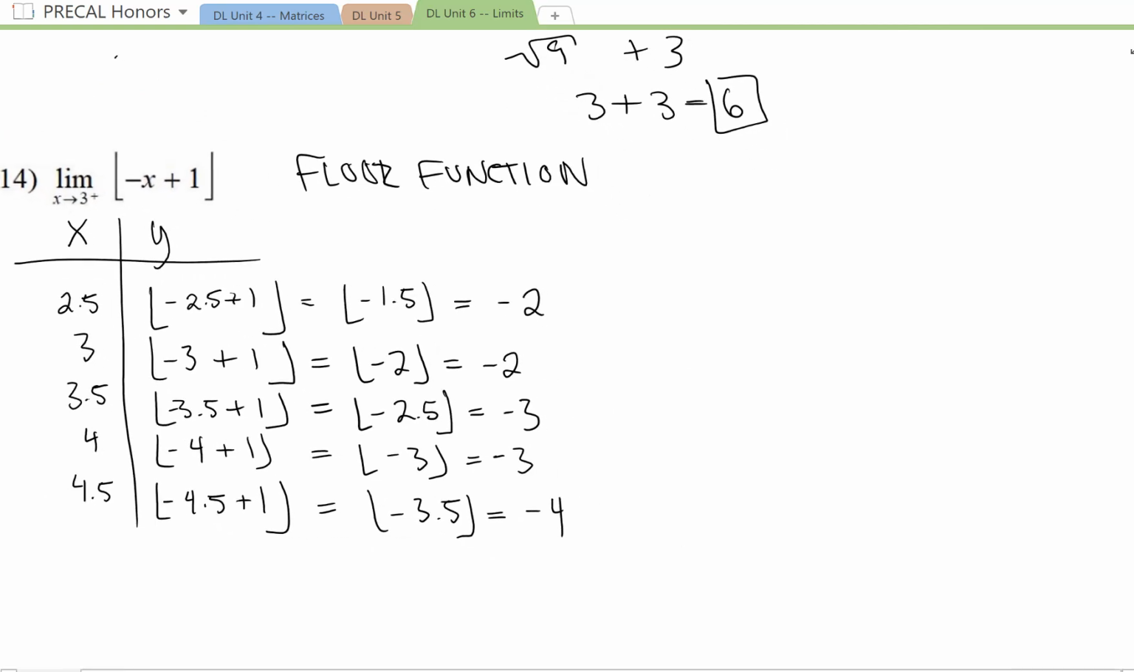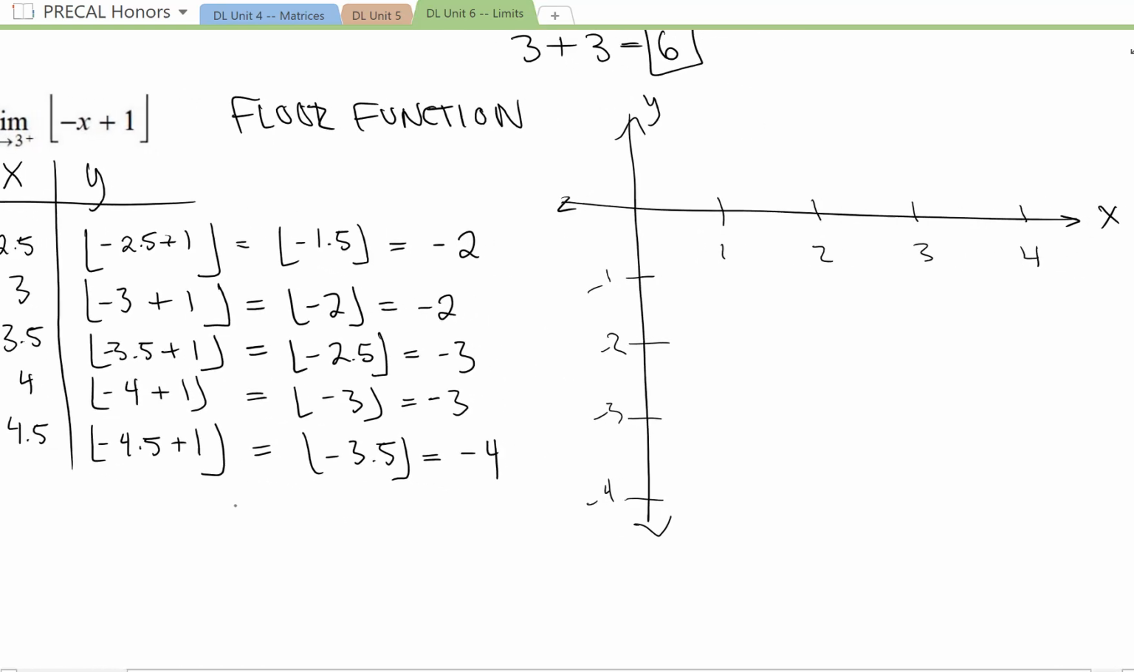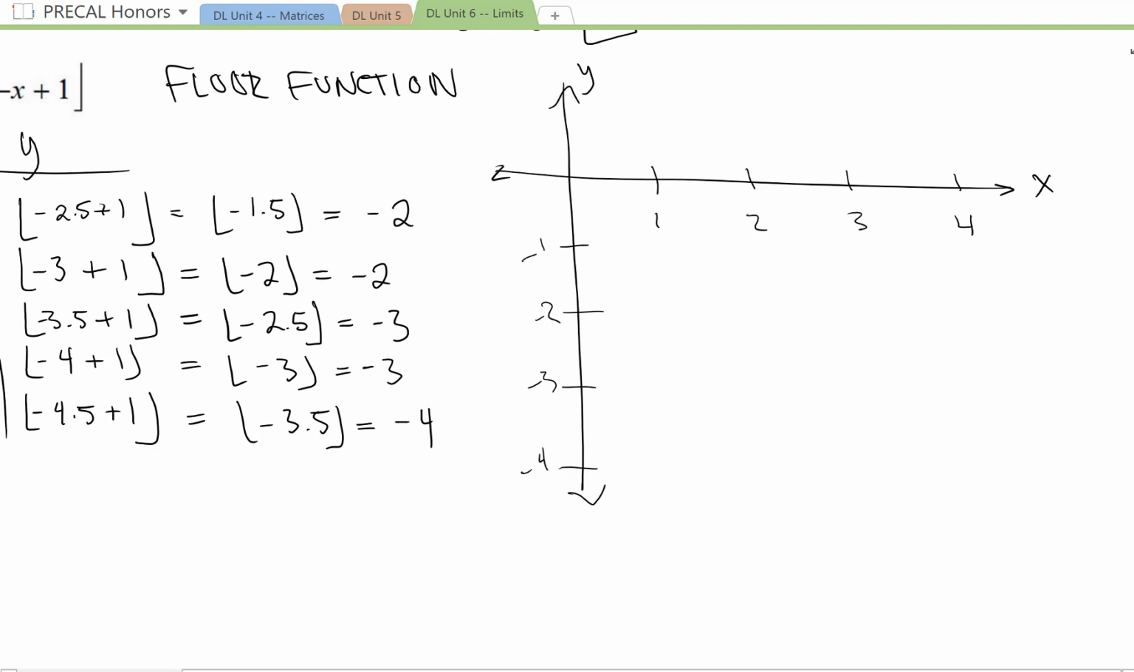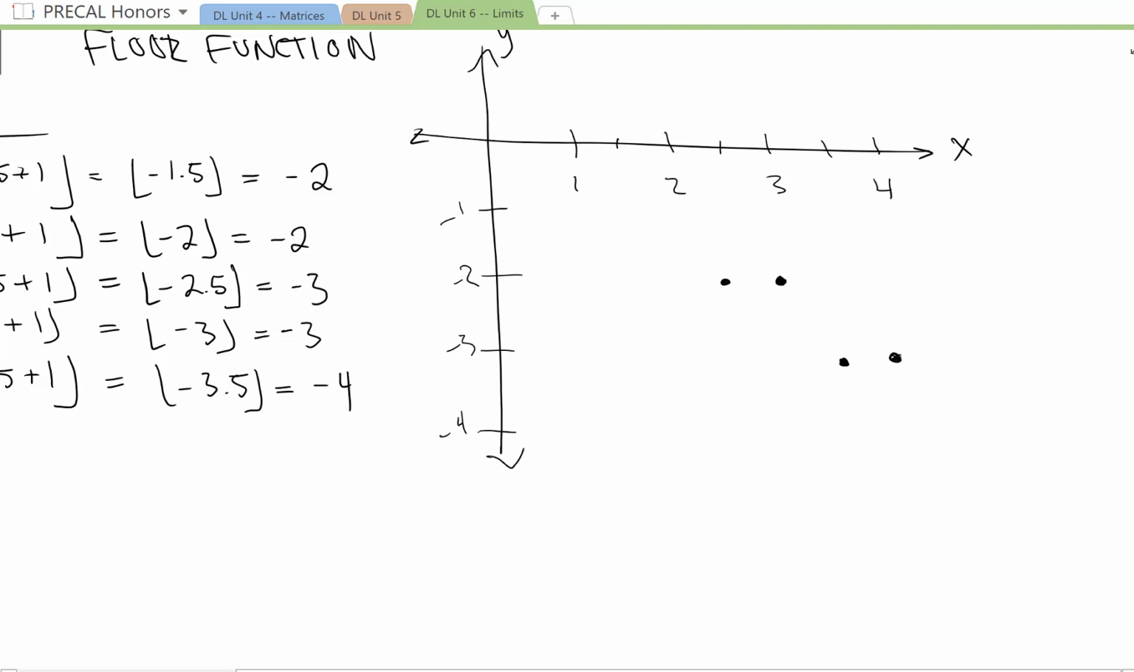Let's go ahead and graph this floor function. I think the trickiest part about graphing a floor function is knowing where your holes are. When we plugged in 2.5, we got negative 2. When we plugged in 3, we get negative 2. At 3.5, we get negative 3. At 4, we get negative 3. At 4.5, we get negative 4.